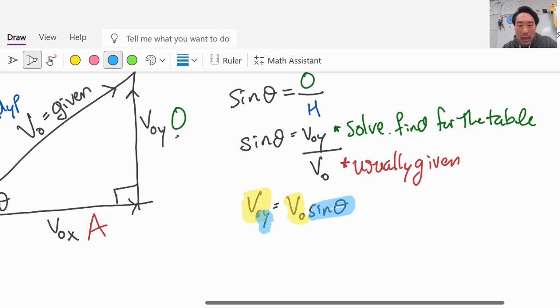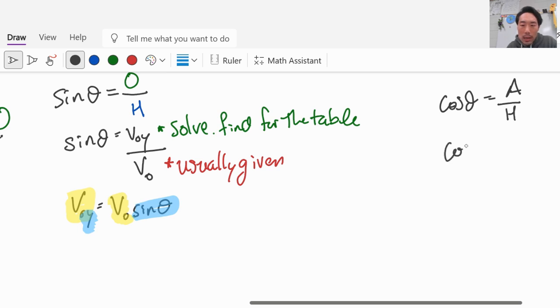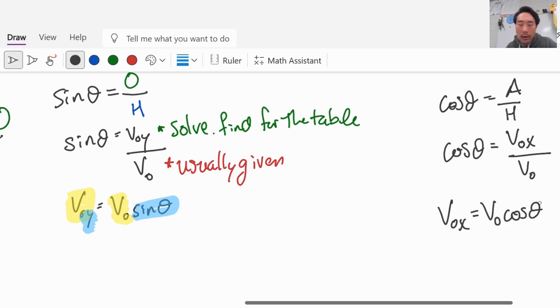All right, let's do the same, but for VOX. If the opposite side of this theta is going to be using sine, the adjacent side will be using cosine. Now, don't try to memorize it that way. It won't always be the case, but cosine of theta is adjacent over hypotenuse. Okay, if I were to use my vectors, adjacent will be VOX, and our hypotenuse is VO. So if I were to algebraically reorient this, to find VOX, it will be equal to VO times cosine of theta. And once again, you need to find for the table, okay? And VO is usually given.